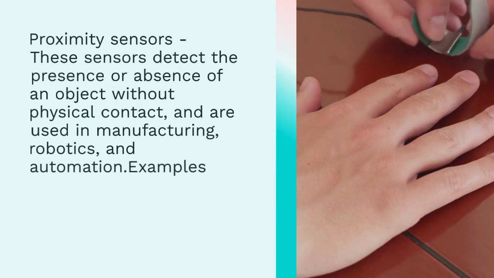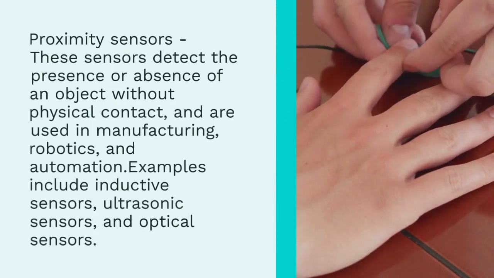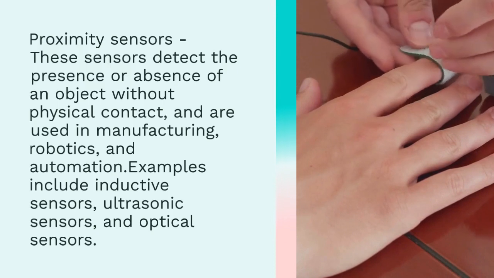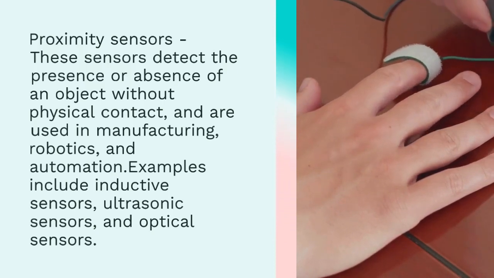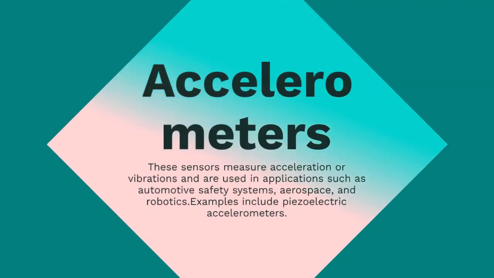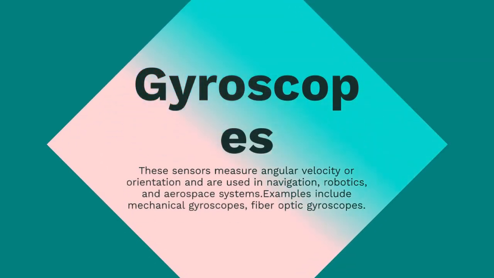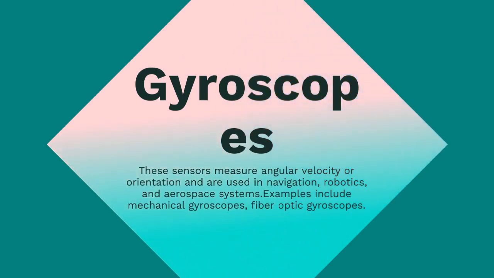Proximity sensors. These sensors detect the presence or absence of an object without physical contact, and are used in manufacturing, robotics, and automation. Examples include inductive sensors, ultrasonic sensors, and optical sensors. Accelerometers. These sensors measure acceleration or vibrations and are used in applications such as automotive safety systems, aerospace, and robotics. Examples include piezoelectric accelerometers. Gyroscopes. These sensors measure angular velocity or orientation and are used in navigation, robotics, and aerospace systems. Examples include mechanical gyroscopes, fiber optic gyroscopes, and MEMS gyroscopes.